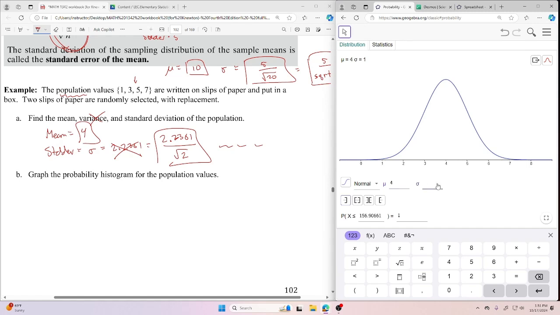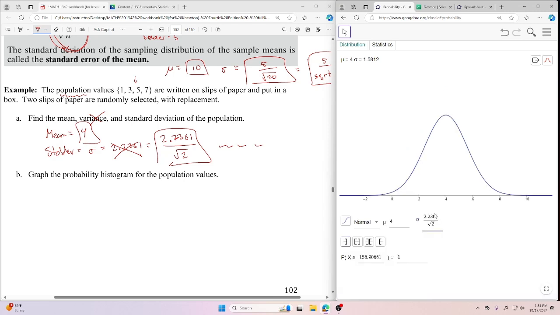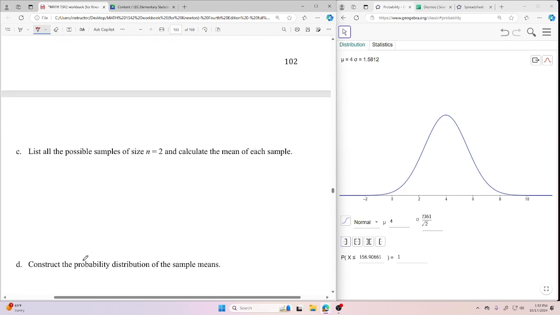4, and 2.2361 divided by the square root of 2. Oh, look, they even put the little square root on there. How fancy of them. And there's your bell curve. Yay! It said histogram, though. I don't care. It's not on the homework. I mean, if it is, I'll go back and look.